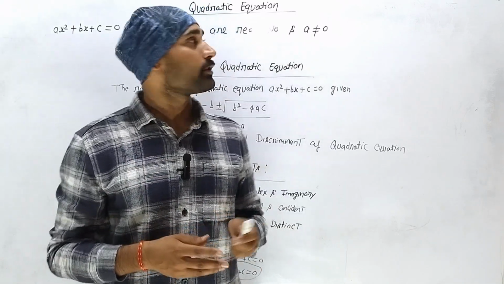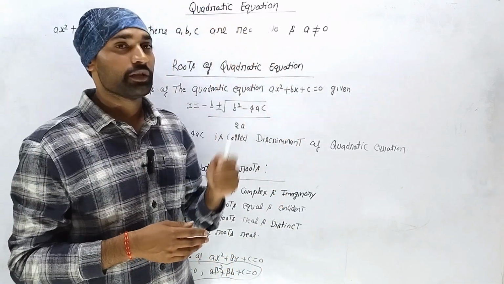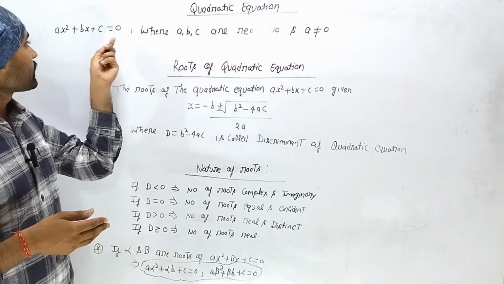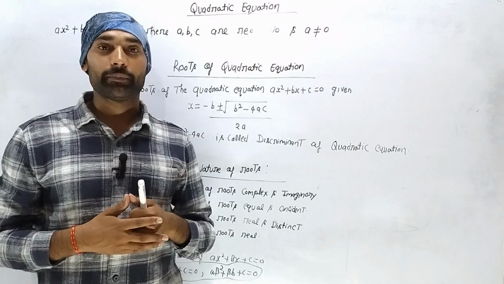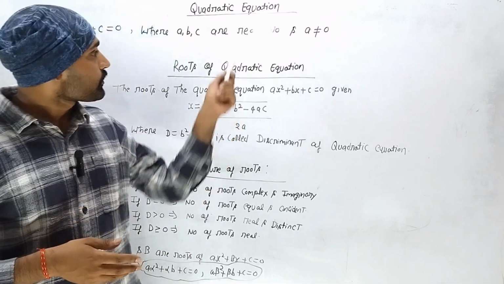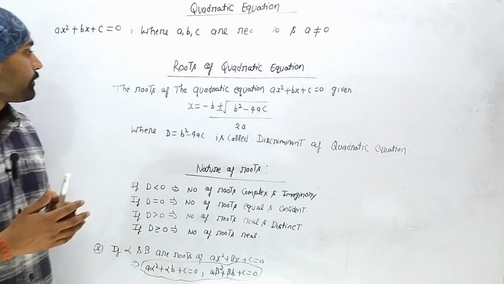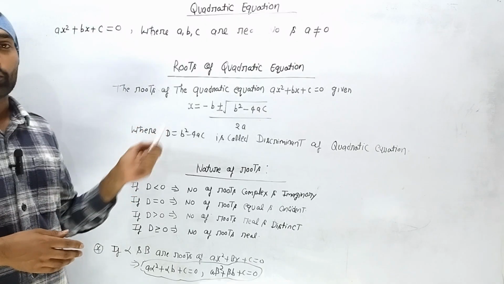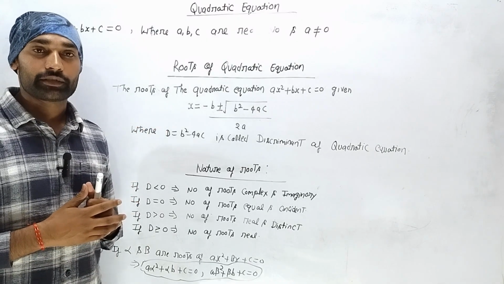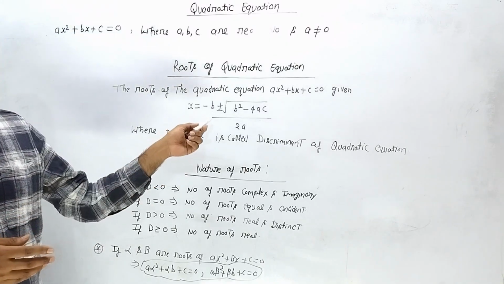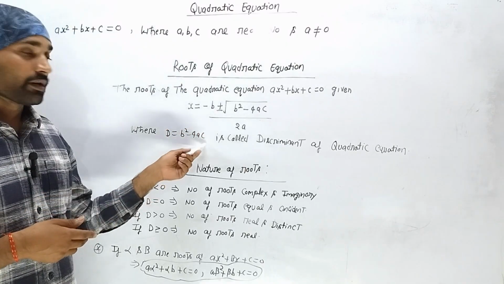Today I am going to explain the topic of quadratic equations. What is a quadratic equation? ax square plus bx plus c equal to 0, where a, b, c are real numbers and a should not equal 0. Next, roots of the quadratic equation. We can write x equal to minus b plus or minus under root b square minus 4ac upon 2a, where b square minus 4ac represents the discriminant.